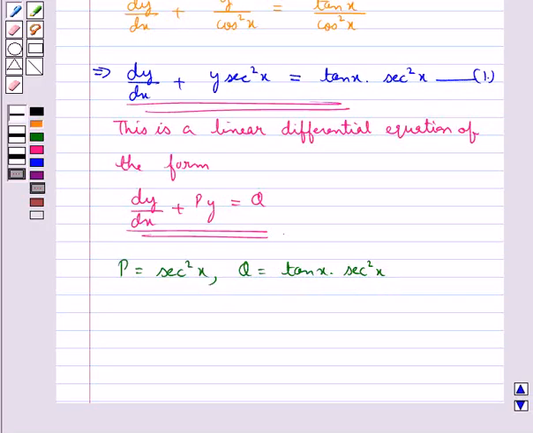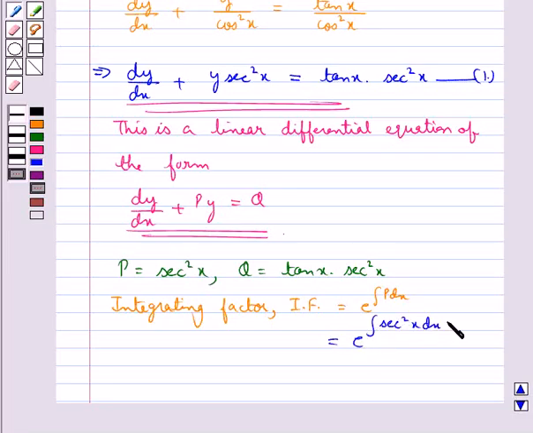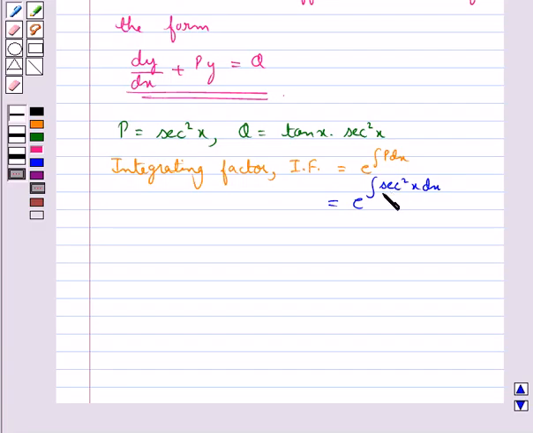Now to solve the linear differential equation, we need to find the integrating factor, that is IF, and this is equal to e to the power integral p dx, that is e to the power integral sec square x dx. We know that integral sec square x dx is tan x, so this is equal to e to the power tan x, the integrating factor.